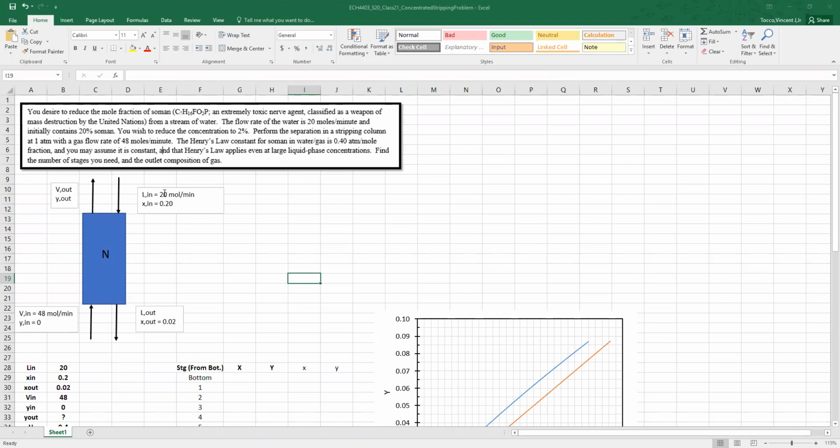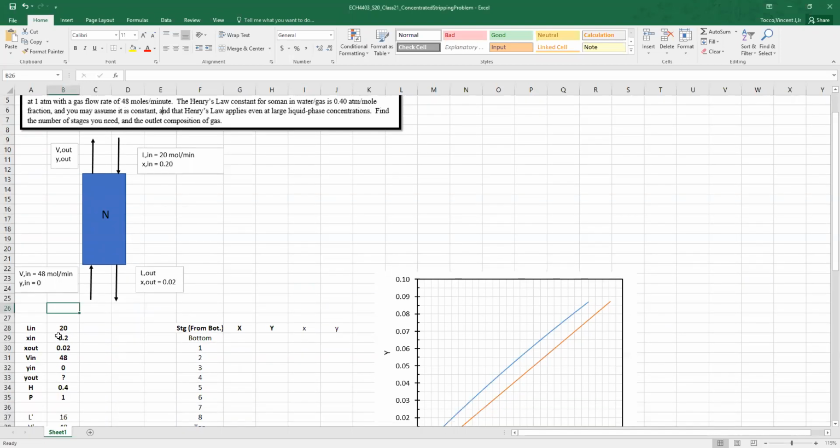The flow rate of water in is 20 moles per minute, and it contains 20 mole percent of solute, which is why we have to take the concentrated approach when solving this absorption problem. I've also input the values for parameters given in the problem statement here. Y out is one of the key variables that we'll need to find, and the problem statement is prompting us to find the number of stages and the outlet composition of the gas.